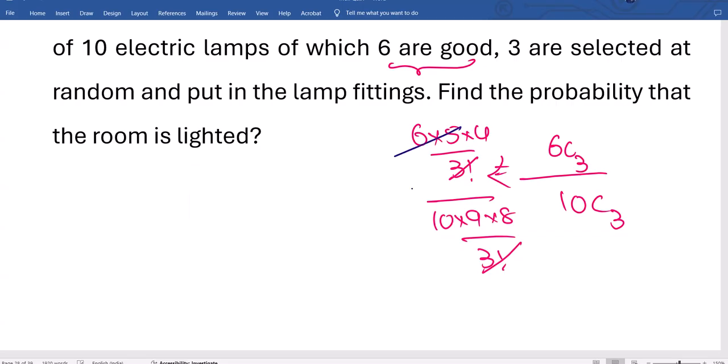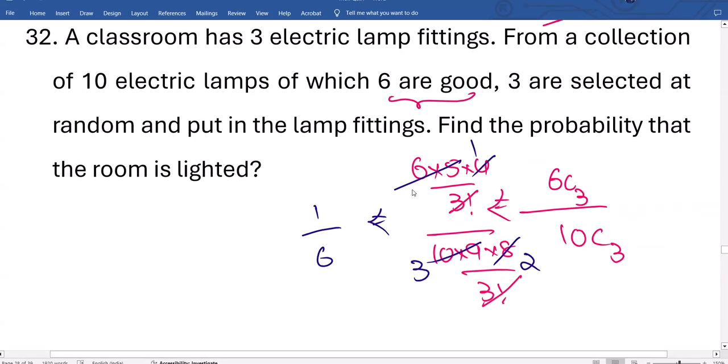This is 3 threes, 4 ones, 4 twos. It's 1 out of 6. Answer is 1 out of 6. Calculations: 6C3 is 6 into 5 into 4 divided by 3 factorial, 10C3 is 10 into 9 into 8 divided by 3 factorial. How to write 6C2? 6 into 5 divided by 2 factorial. 2 factorial means nothing but 2. No problem. 1 by 6 is the answer.